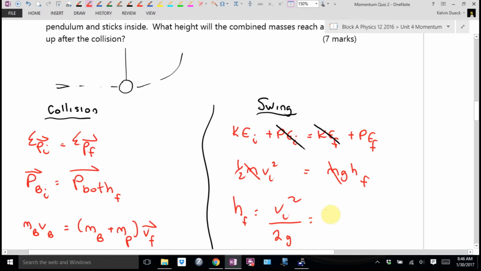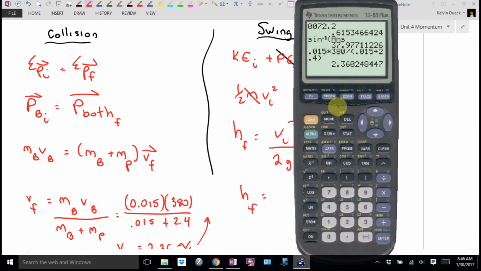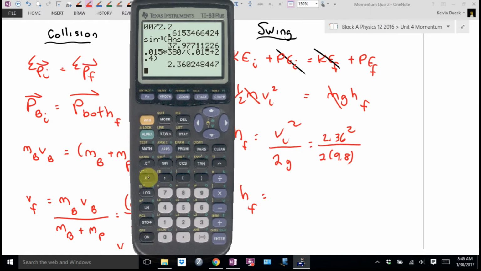It's going to be 2.36, I think it was, squared divided by 2 times 9.8. It's going to be this number squared divided by 2 times 9.8. Do you get 0.284?